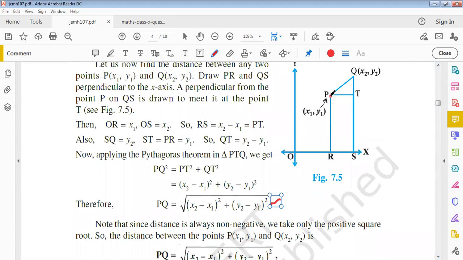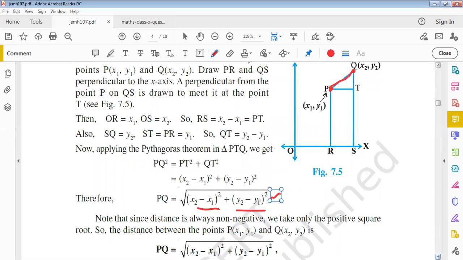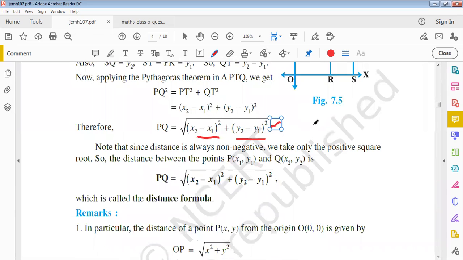Look, this formula will help you to find the distance between any two points. Let us assume P(x1, y1) and Q(x2, y2) are any two points in the plane. To find the distance between P and Q, PQ is equal to root over (x2 minus x1) whole square plus (y2 minus y1) whole square. Or we can take PQ is equal to root over (x1 minus x2) whole square plus (y1 minus y2) whole square. Please take it like this. So this is called the distance formula.